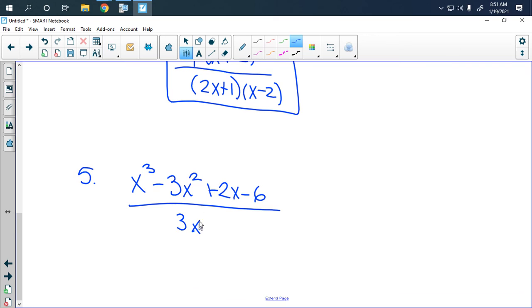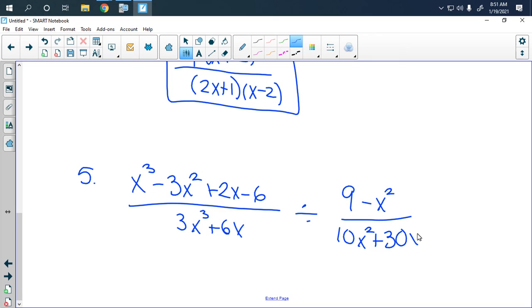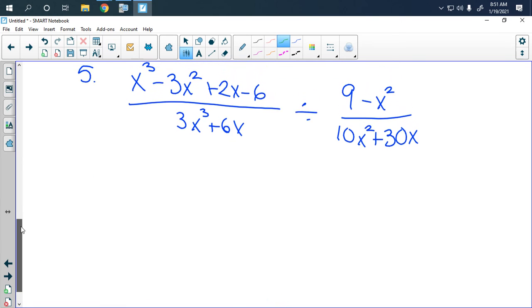Over 3x to the third plus 6x divided by 9 minus x squared over 10x squared plus 30x. So pause and see how far you can get on this one. I know this first numerator is a little tricky, so you may need to stay to go over that. Then go ahead and pause it after that.